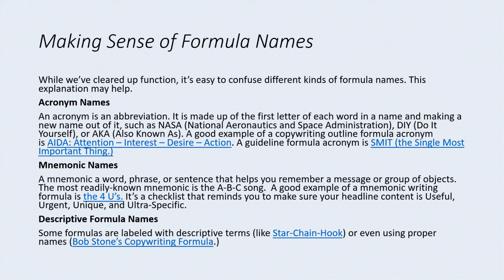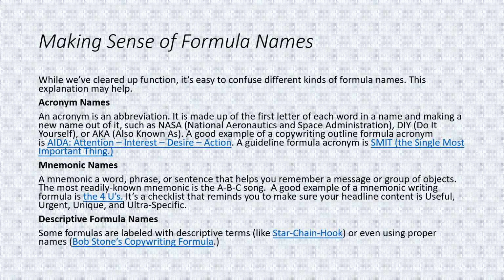Now, there are all kinds of formula names, and so there are different kinds of names for these formulas. There are acronym names, of course, and an acronym is an abbreviation made up of the first letter of each word, making the new name out of it, such as NASA, National Aeronautics and Space Administration, DIY, do it yourself, AKA, also known as. These are good examples of acronyms. AIDA, Attention, Interest, Desire, and Action, is a guideline formula acronym. And another one is SMIT, the single most important thing.